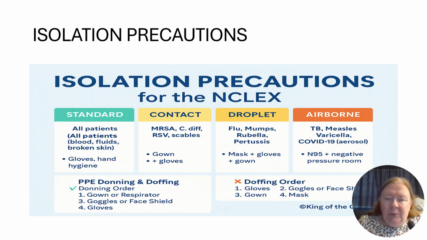The PPE that would be used by the healthcare provider is an N95 mask that is specially fitted with a fit test at the hospital, and a negative pressure room. This chart also has PPE donning and doffing rules, the order that PPE is taken on and taken off.